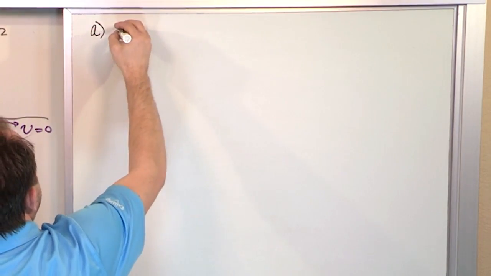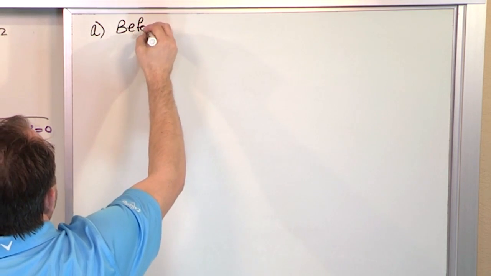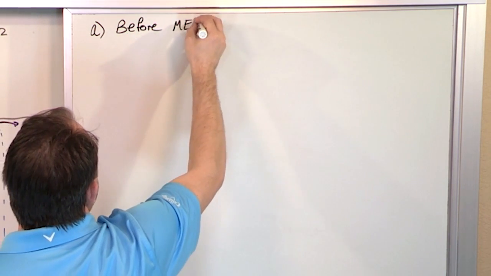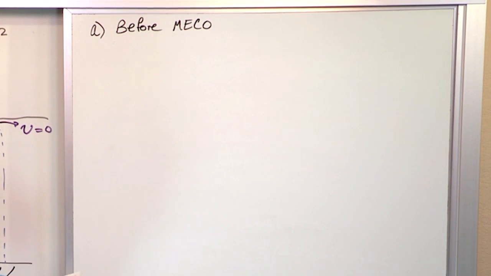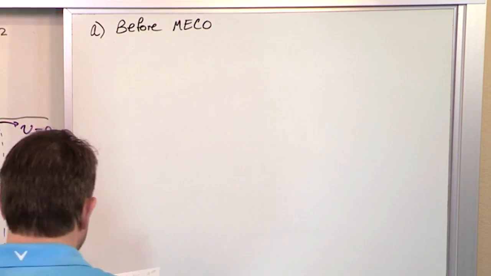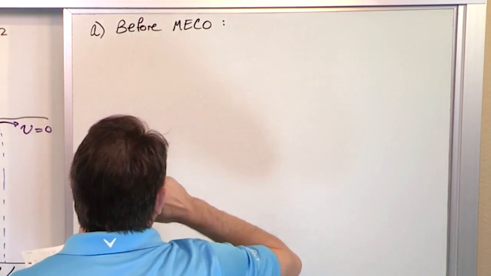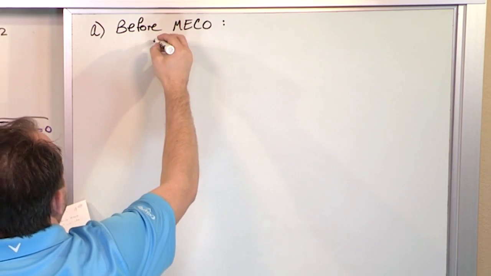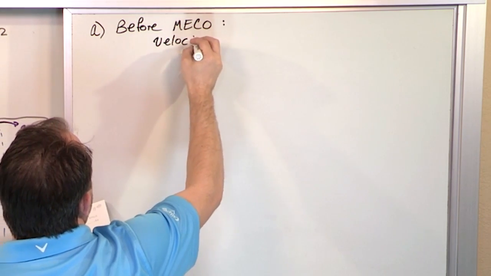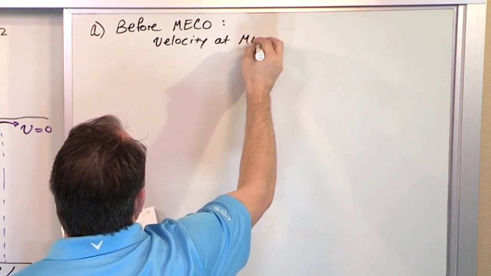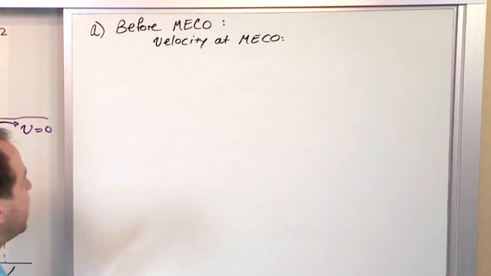So we'll say before MECO, which is main engine cutoff, right? This is before the engine cutoff. So what we're going to do is figure out, before we do anything else, what is the velocity at MECO? And let me tell you one more thing before we actually do this.